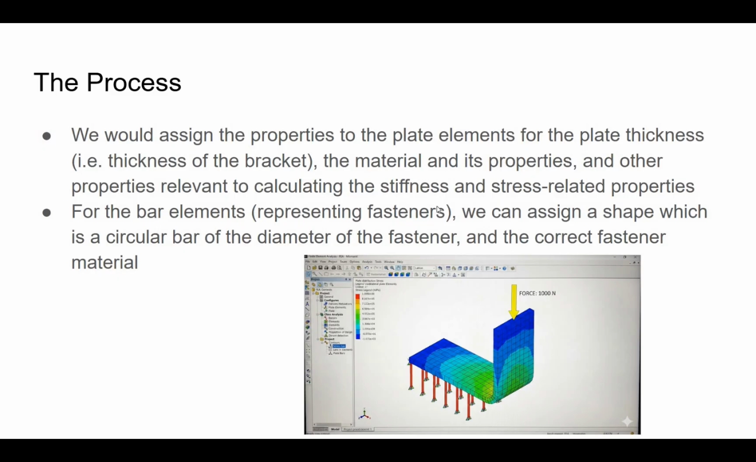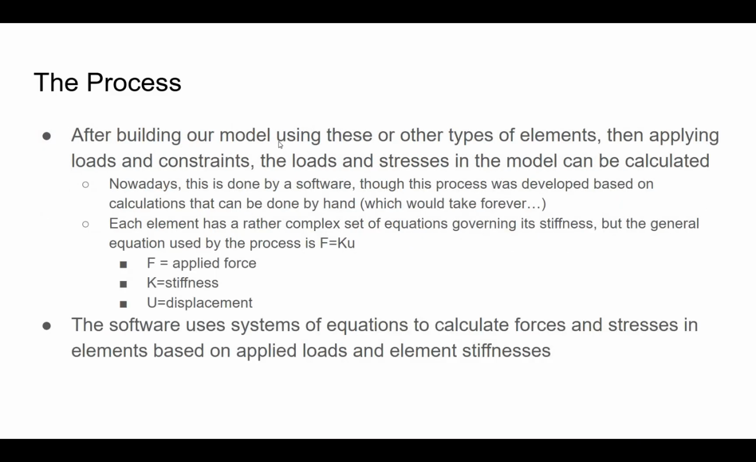So for the bar elements, which represent the fasteners, we can assign a shape, which is the circular bar, and then we build our model using these or other types of elements. Then we apply the loads and constraints, and then the stresses in the model can be calculated. So like I mentioned, nowadays this is mostly done by software.